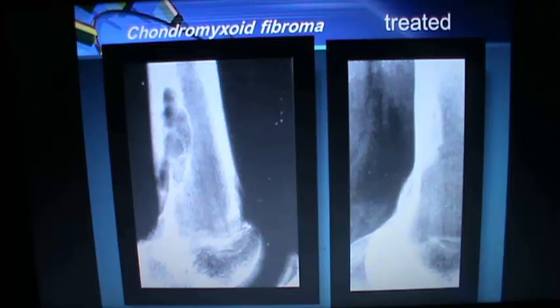In non-ossifying fibroma, it is small. The chondromyxoid fibroma is extensive. In non-ossifying fibroma, the matrix is clear. In chondromyxoid fibroma, we can find internal calcifications as flecks, arcs, rings, and mottling, and these differentiate both. If treated, it will appear as that one on the right.